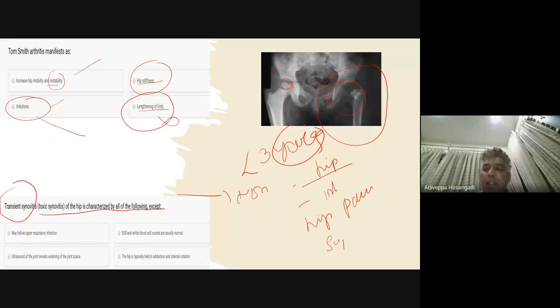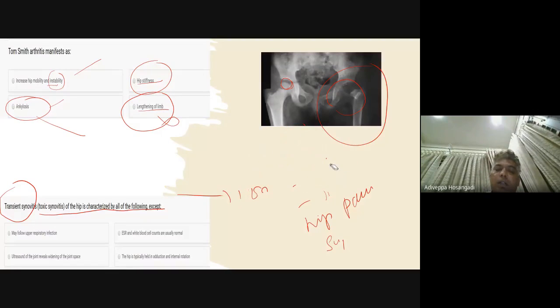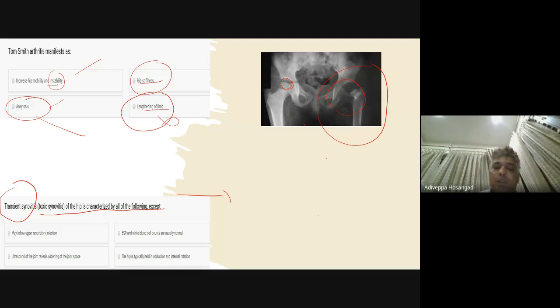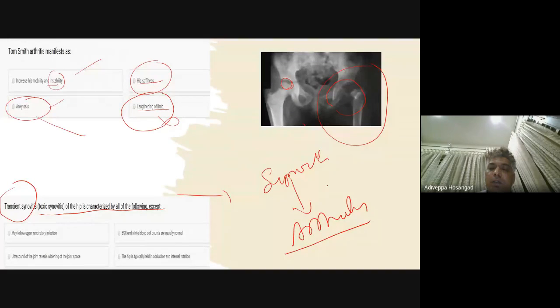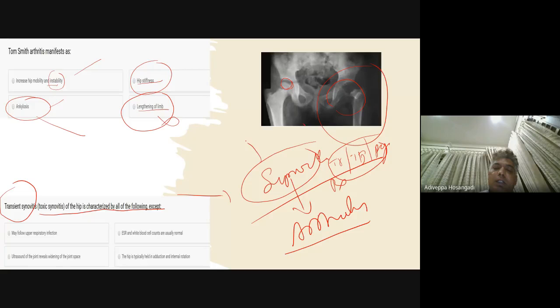Arthritis of any joint starts with a synovitis and ends up with arthritis. But if you treat adequately, you might halt at synovitis. I mean, synovitis can be transient, tubercular, or pyogenic. But even without any specific treatment, synovitis resolves and becomes normal. It is transient synovitis. Please remember this.